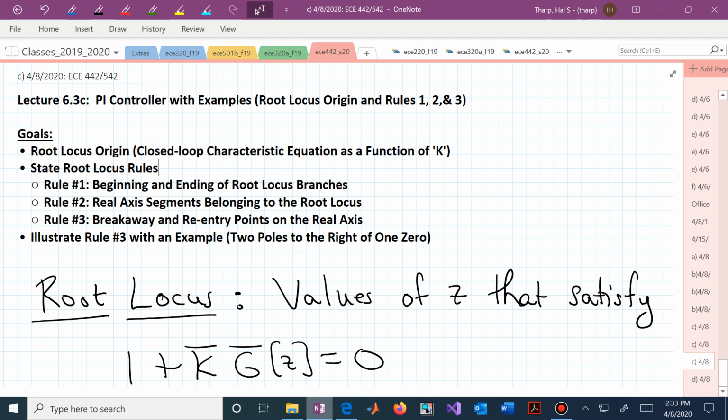If we have infinite zeros, some of those branches will go off to infinity in the complex z-plane. Beginning and ending, that's rule number 1. Rule number 2, what segments along the real axis actually belong to the root locus? In our system, we typically will have poles and zeros. They could even be on or off the real line, but this rule really only worries about the poles and zeros on the real axis.